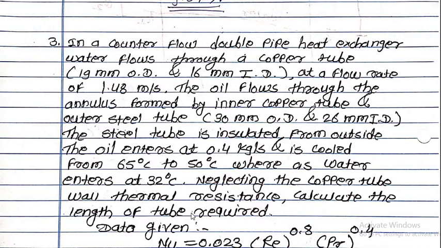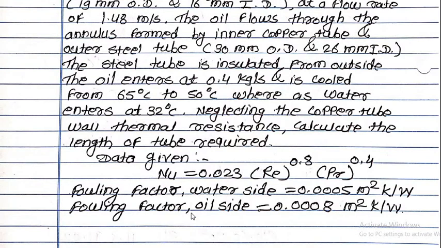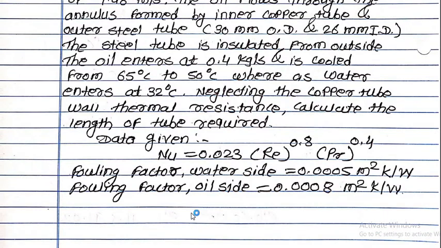Length of tube we have to find out, and for that purpose the given data is provided, and here the equation is provided. Nusselt number is equal to 0.023 into Reynolds number raised to 0.8 multiplied by Prandtl number raised to 0.4. Also, the fouling factor on water side is provided equal to 0.005 meter square Kelvin per watt, and the fouling factor on oil side is also provided. It is equal to 0.008 meter square Kelvin per watt. Okay, so fouling factors are provided and the equation is provided.